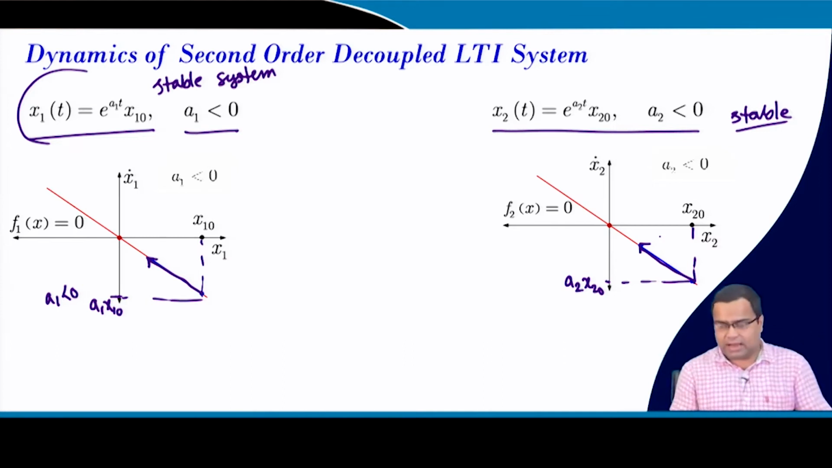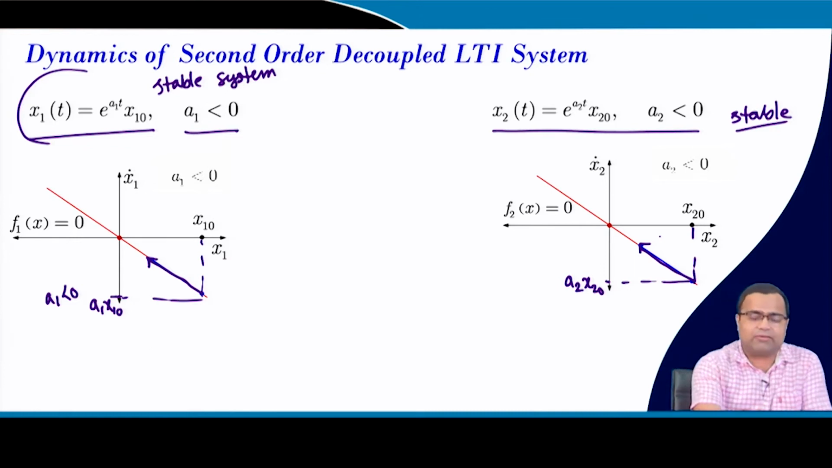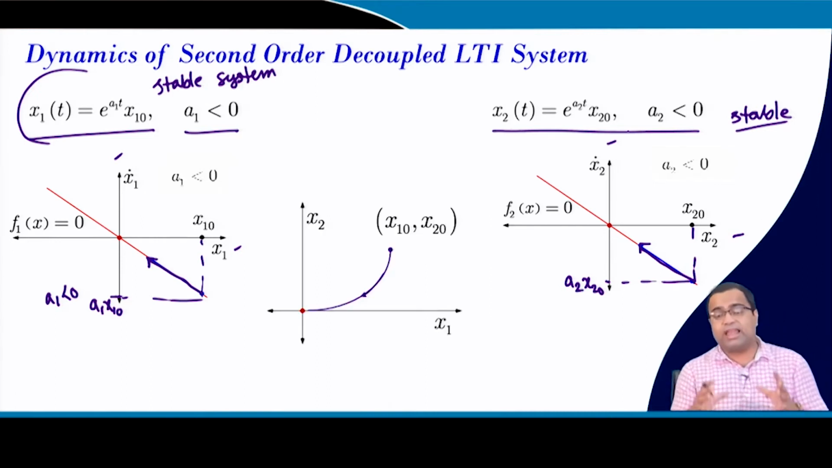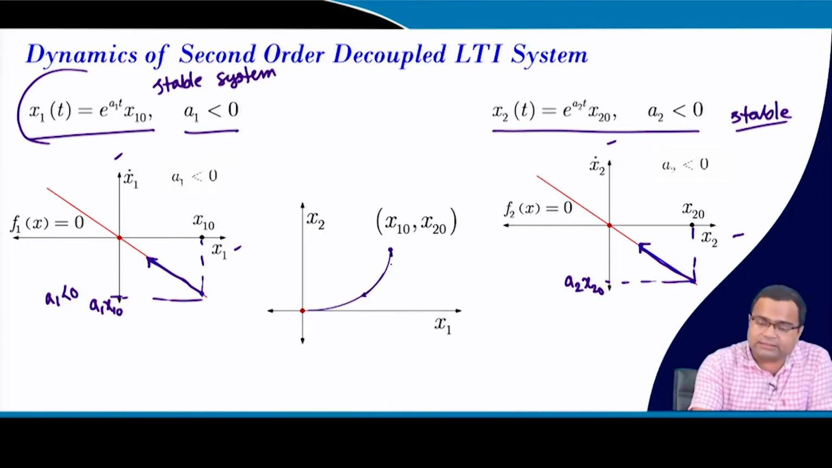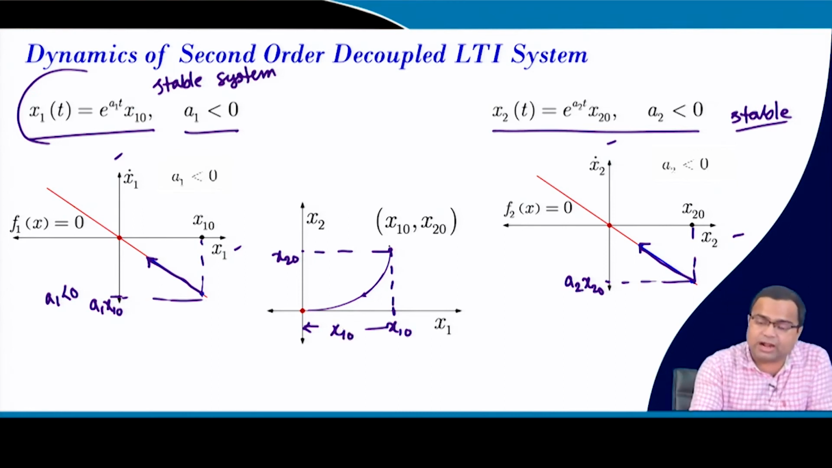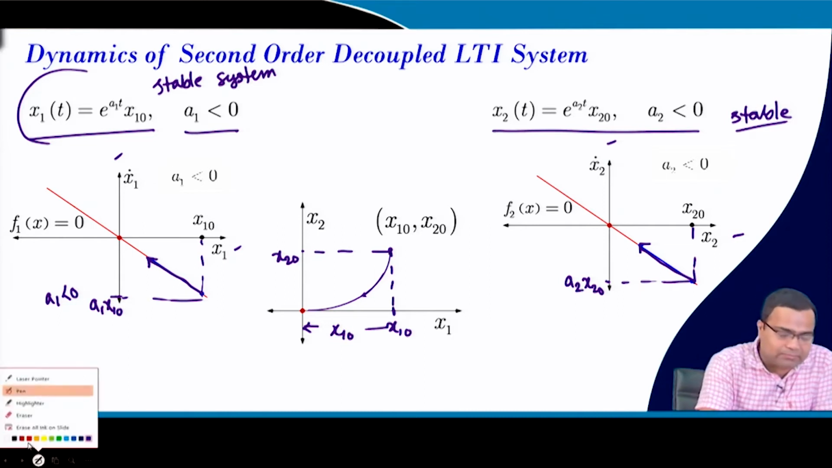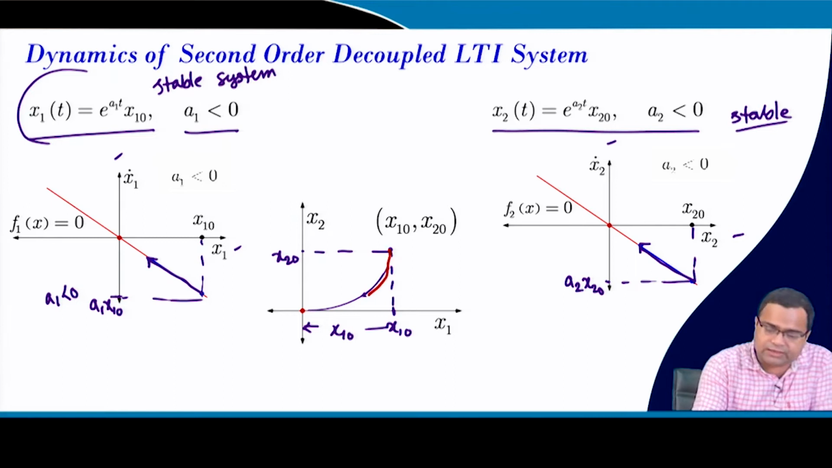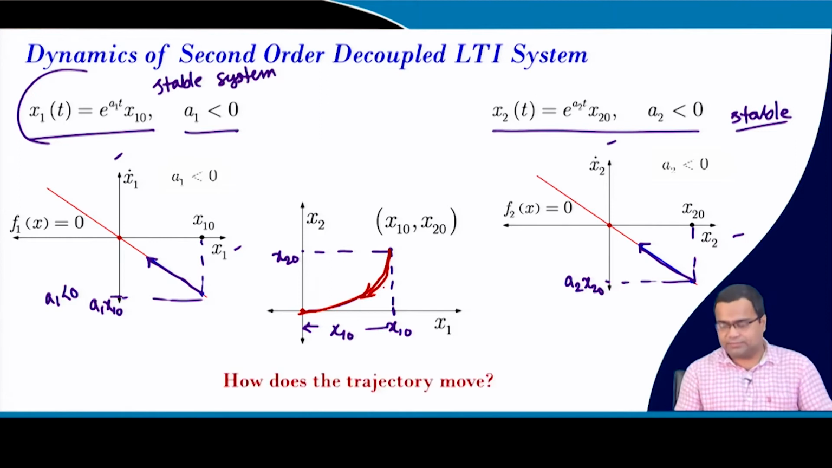Now, if we combine and draw x1 versus x2, here we have drawn x1 versus x1 dot, x2 versus x2 dot. Now, if we draw x1 versus x2, then this component is x1 0, this length, right, and this is nothing but our x2 0. So, this component is x1 0 and x2 0. Now, it will start and then slowly come towards the origin, right.